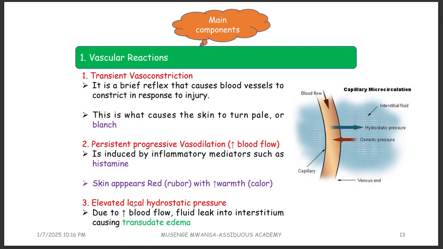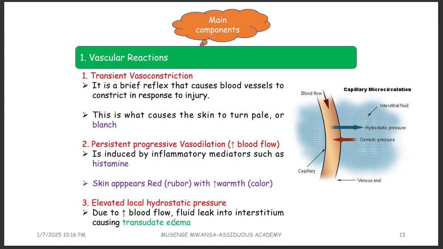So once that has happened, there's now going to be an elevation of local hydrostatic pressure, the pressure that causes things to leave the blood vessel. You can see this hydrostatic pressure going out like that. The pressure that holds things in the blood vessels is known as oncotic pressure or osmotic pressure. So hydrostatic pressure has increased, and that will cause fluids to start leaking out of the blood vessel.